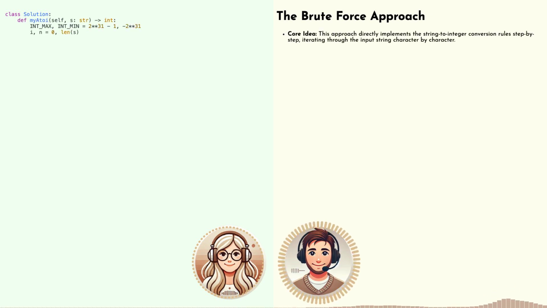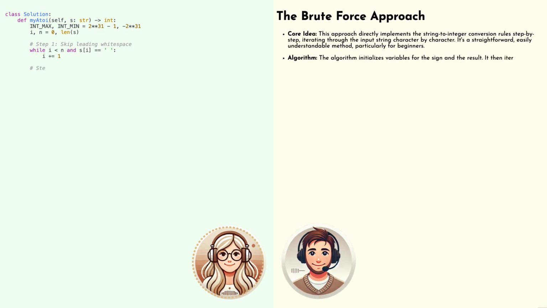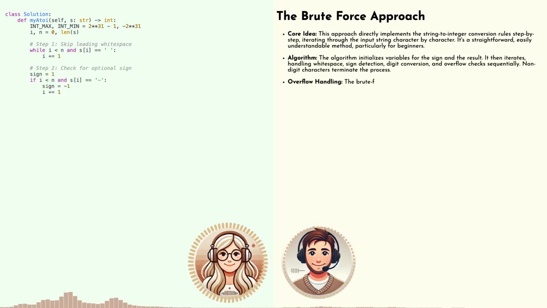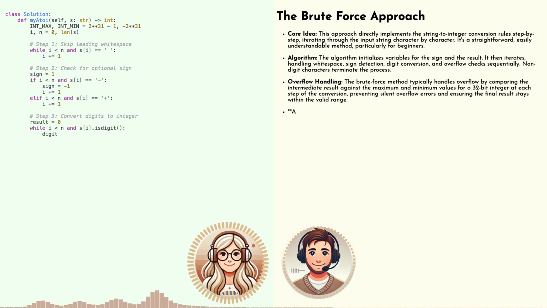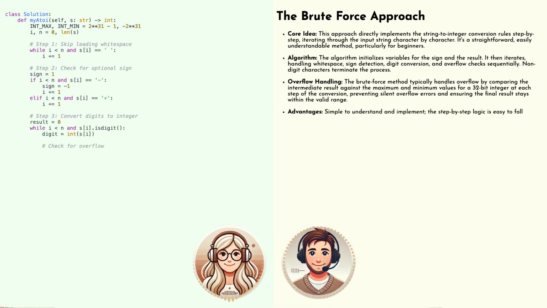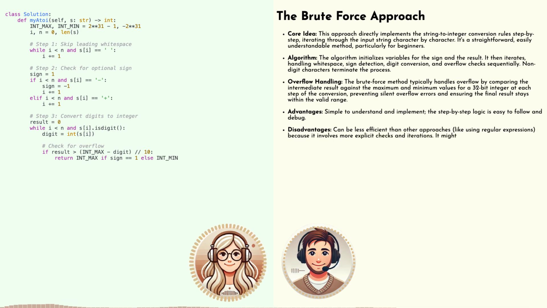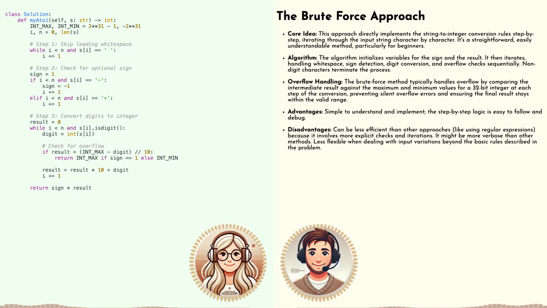So imagine we're in a coding interview and the interviewer throws this atoi problem at us. What's a good starting point? In that kind of situation, I always recommend starting with a brute force approach. It may not be the most elegant or efficient solution in the end, but it's a really good way to get your thoughts organized and make sure you understand the basic logic of the problem. So let's break down this brute force method. How would we actually implement this?